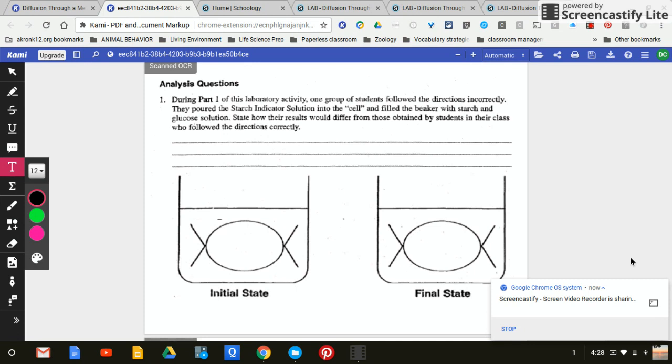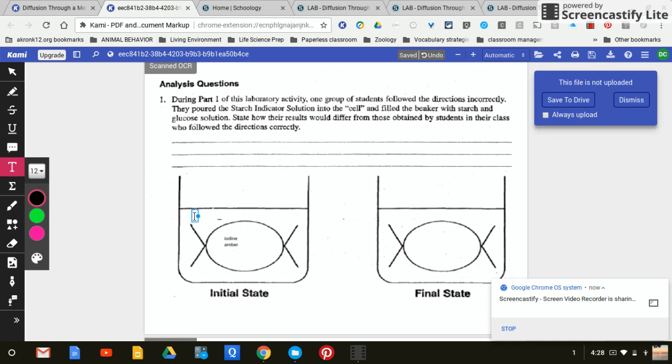So this one says, during part 1 of this laboratory activity, one group of students followed the directions incorrectly. They poured the starch indicator solution into the cell. So I'm going to do that as I read. Iodine went into the cell and filled the beaker with the starch and glucose solution. So that means the inside was amber and their outside was starch and glucose, and it was white.